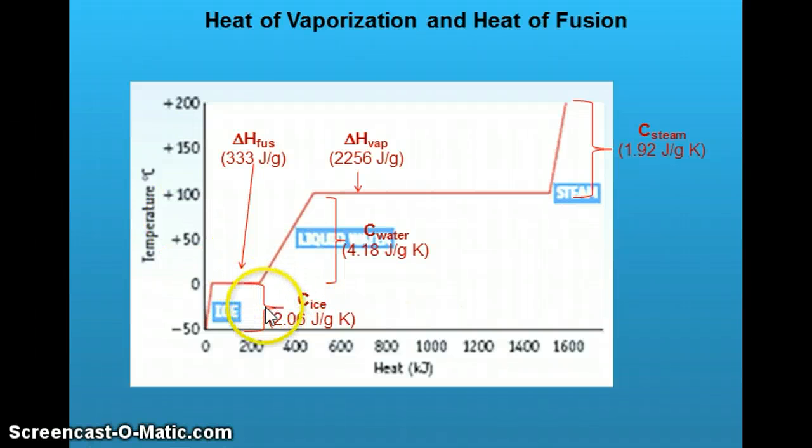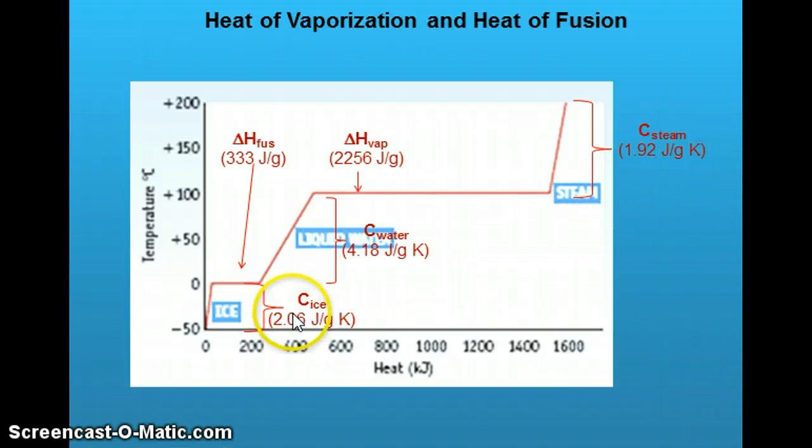So we have this bracket down here at the bottom. This is the specific heat of ice. The specific heat of ice is 2.06 joules per gram Kelvin. This portion here in the middle is the specific heat of water, which is 4.18 joules per gram Kelvin. And this up here is the specific heat of steam, which is 1.92 joules per gram Kelvin.